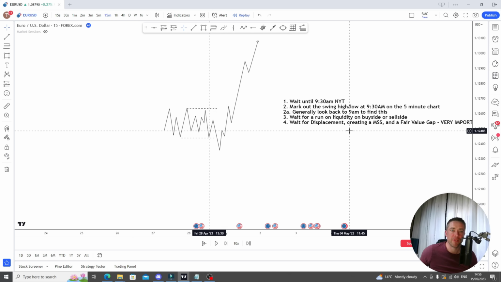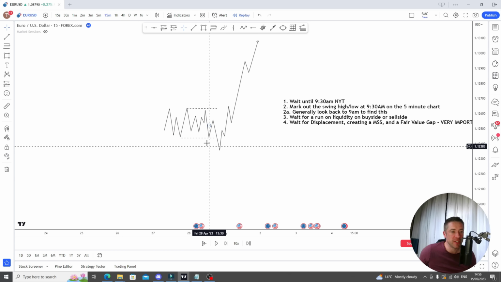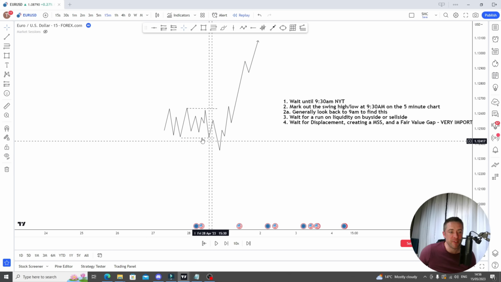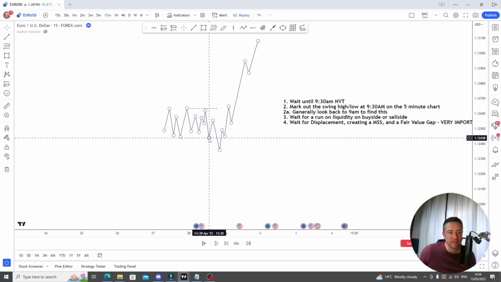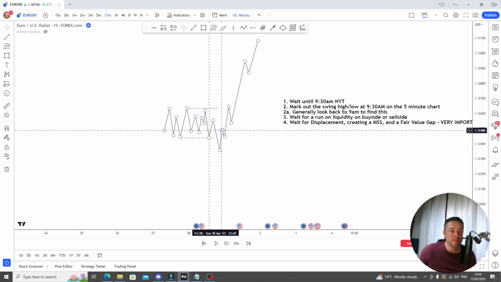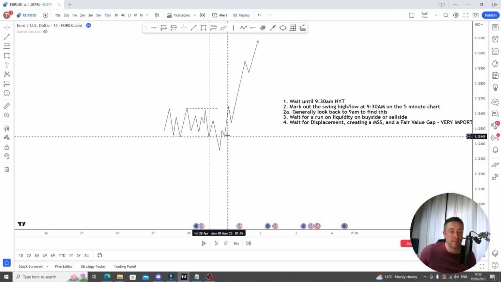Rule number 3. Wait for a run on liquidity on either buy side or sell side, whichever happens first. Here at 9:30 there is a run on sell side. That's the first one. That's the 9:30 candle. That's the low I've marked. That's the high I've marked. The first run is there. It doesn't matter what time it happens. Ideally you want it to happen fairly quickly, but it doesn't really matter.